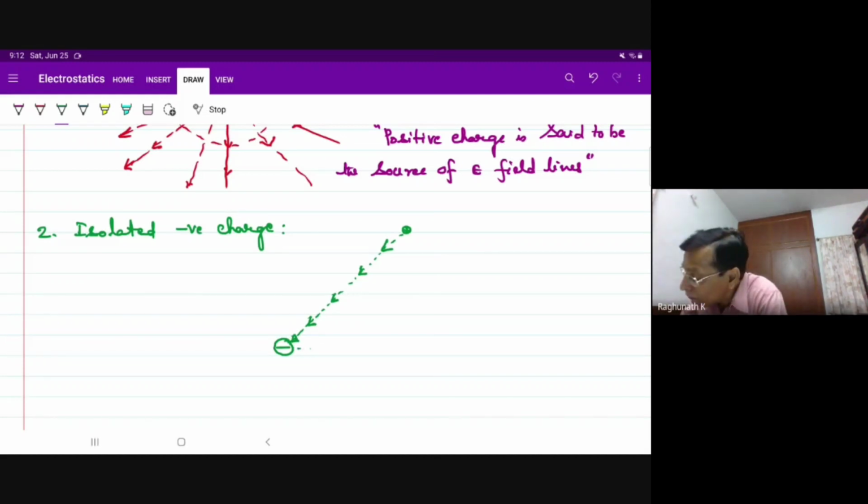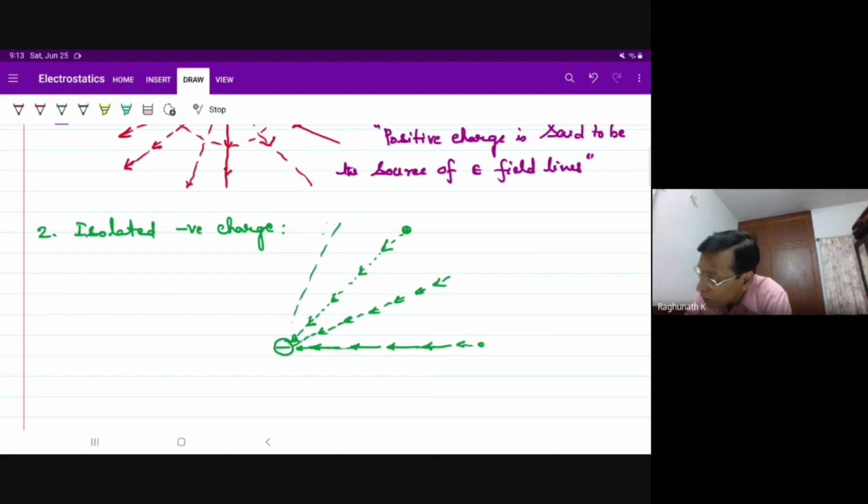In the same way, if I keep it here, it comes like this. I am trying to sketch the field lines using the standard method. Whenever I want to generate the standard field lines, I have to sketch it by using an isolated positive test charge. All the lines will go towards and get terminated on the negative charge, because of which negative charge is said to be the sink of electric field lines.